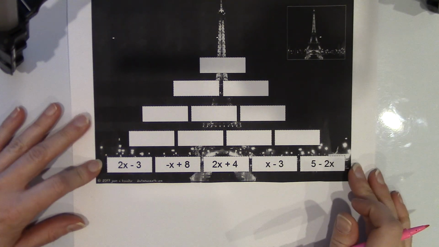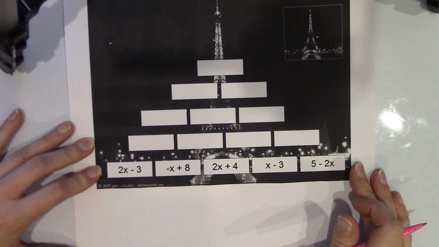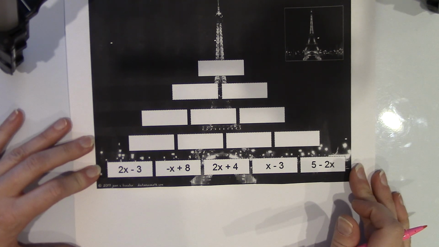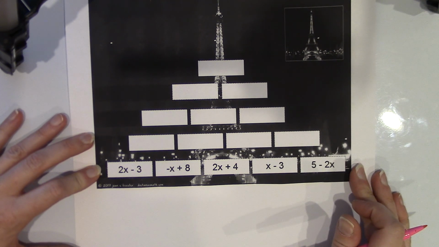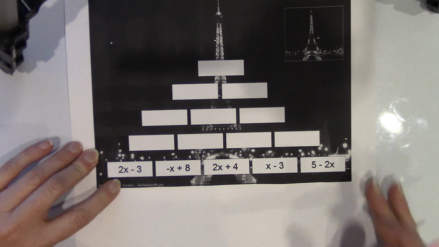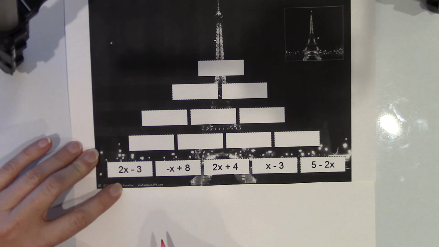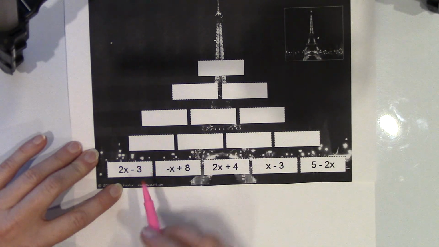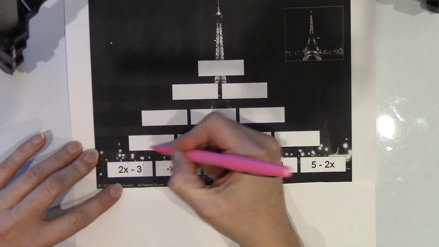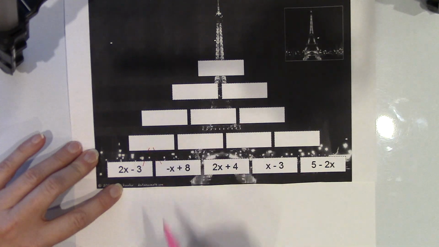Alright, on the next couple slides we have some pages that look like this, and it's just a little combining like terms review. It's like a climbing tower assignment, so it's kind of different, a little bit fun. In order to do this, we are just going to start at the base and combine like terms. For example, we're going to combine this box with this box. It's going to give us the answer to this box.